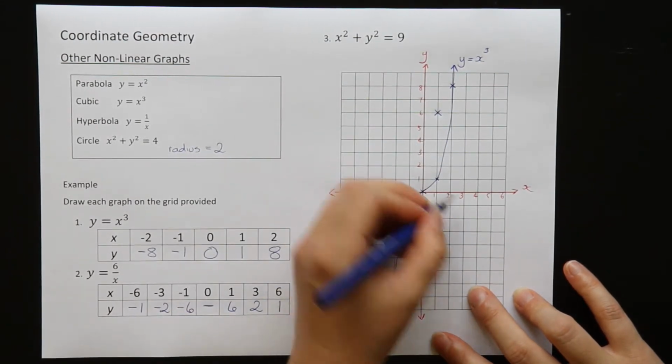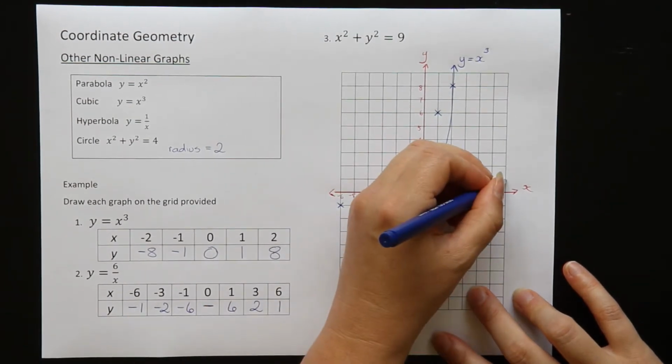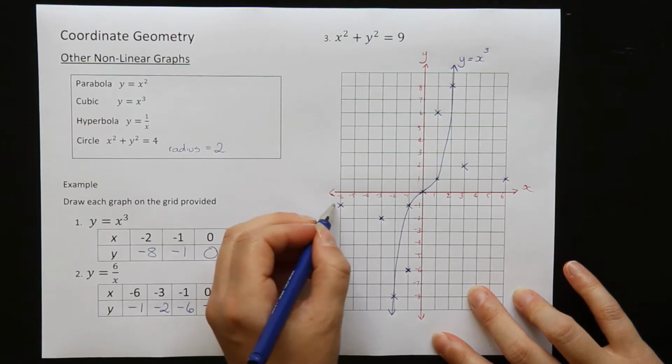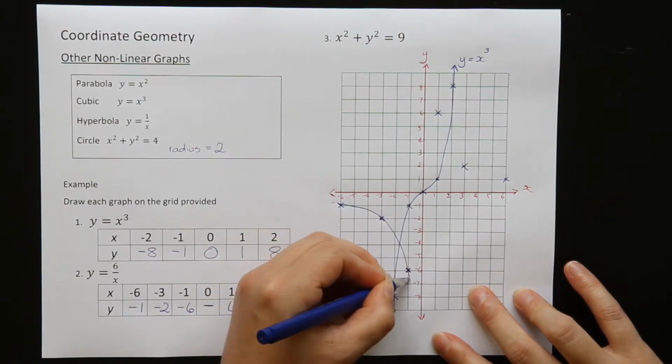3, 2. And 6, 1. Now the hyperbola actually is like two little curves making the one graph.